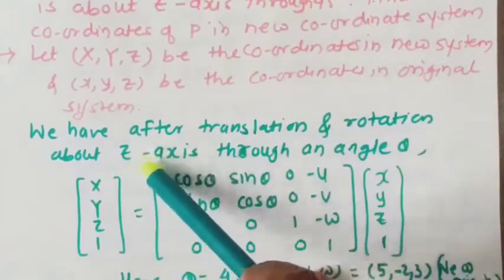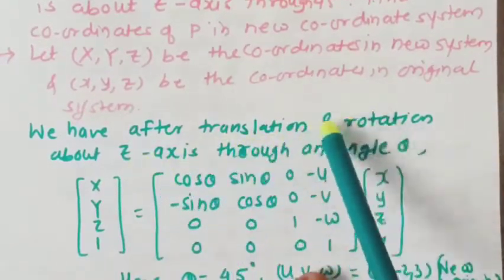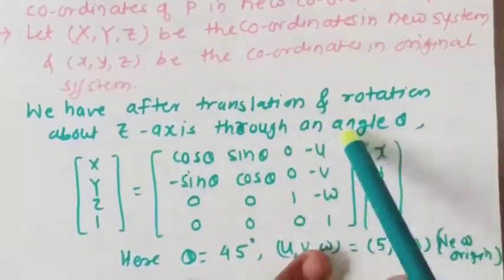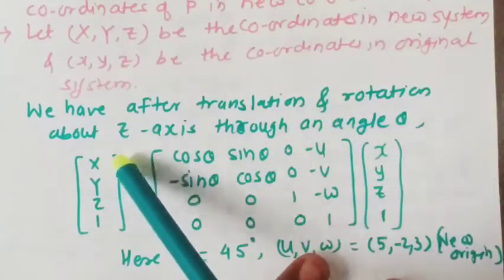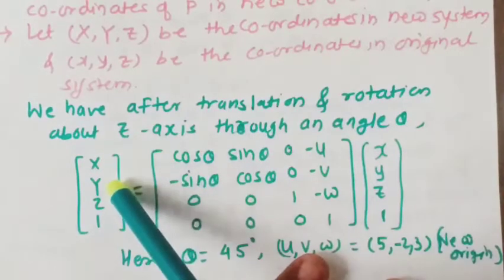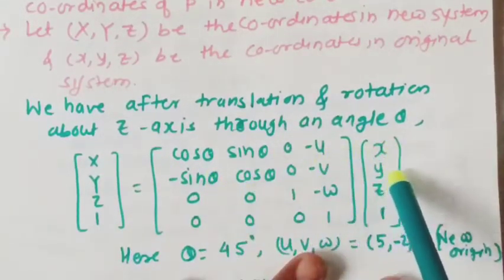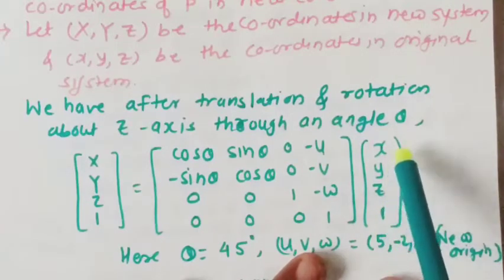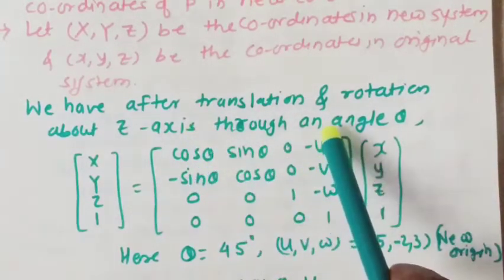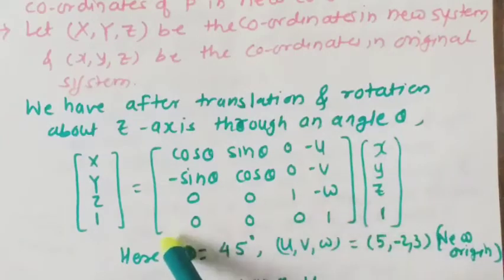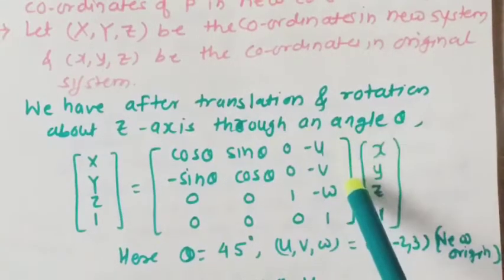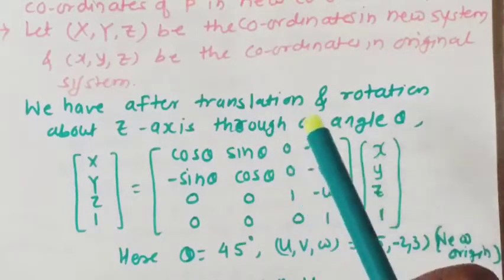So as the rotation is about the z-axis and the origin is also shifted, this formula of new coordinates will have the new coordinates capital X, capital Y, capital Z, 1, and this matrix, and this small x, small y, small z, 1, and this matrix is minus u, minus v, minus w, 1 as it is, 0 0 0 1 as it is. UVW are what? UVW are the values of the new origin, right?